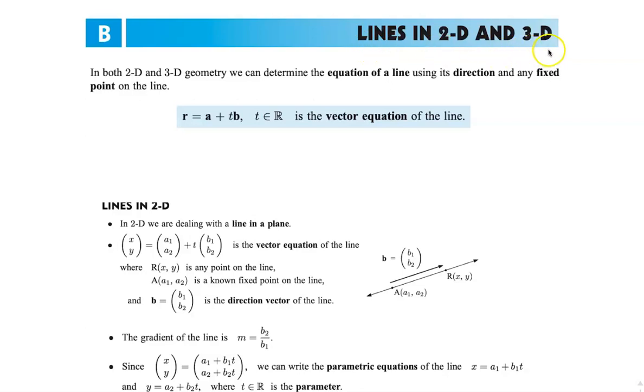Lines in 2D and 3D. So in this lesson we're talking about how to write vector equations of lines in both 2D and 3D. And this is what we consider a vector equation: r equals a plus tb. So how do we use it?